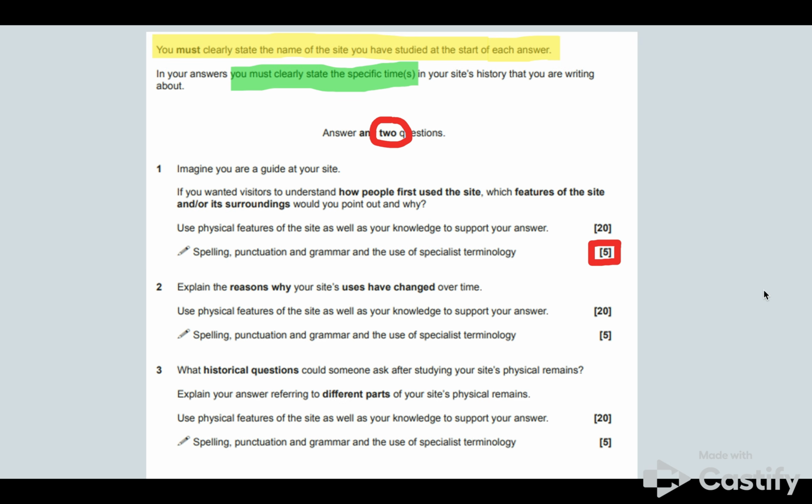And then a final general point is that each question has 5 marks for spelling, punctuation, grammar, and use of specialist terminology. So that is actually 20% of the whole paper. So be really careful. Don't rush that. Catch your spelling, simple punctuation, full stops, capital letters, commas, and the grammar, capital letters for people's names, for Kenilworth. Try and take particular care of that because there are some easy marks on offer there.